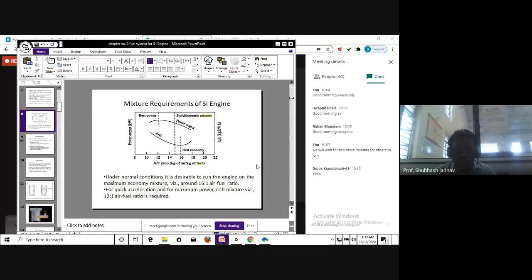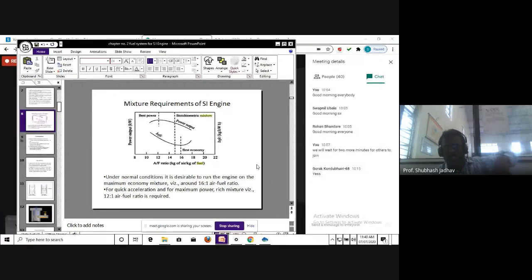I repeat again, we have designed the system for burning the air fuel vapor mixture, air plus vapor of fuel. We are not talking of air and fuel in the liquid form, no, we are talking of air fuel vapor mixture. So we are assuming that all the liquid fuel is being converted into vapor before it is being supplied to the combustion chamber. Because we said during the carburation process.